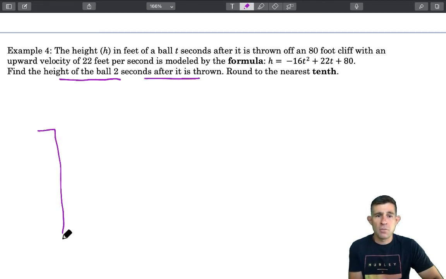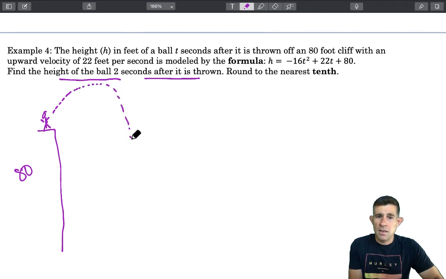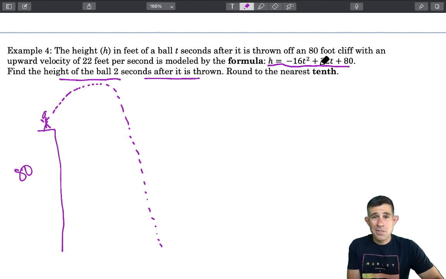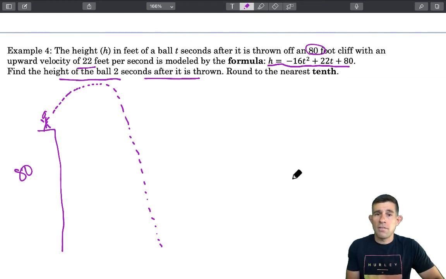So let's get a little bit of a visual here of what's going on. Here's our 80-foot cliff. Here you are standing at the top of that, and you're going to throw a ball up in the air, and eventually gravity is going to kick in, and it's going to pull that ball all the way back down. And this formula here, height is equal to negative 16t squared plus 22t plus 80, models the height of the ball after it's been launched up in the air with that 22 feet per second velocity off an 80-foot cliff. All right, so we want to round our answer here, our height, to the nearest tenth.